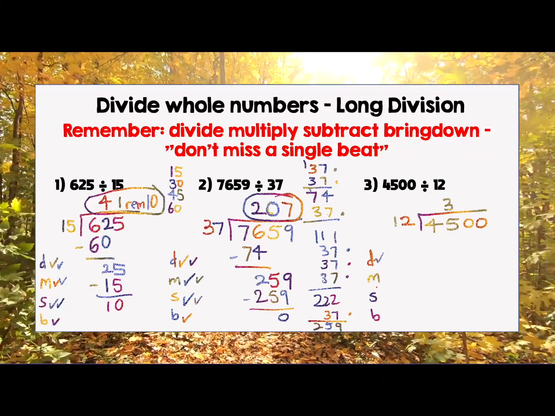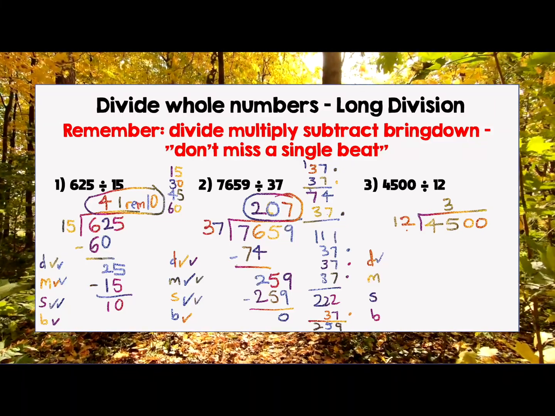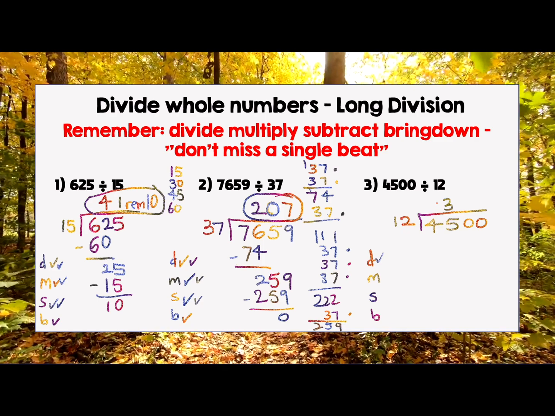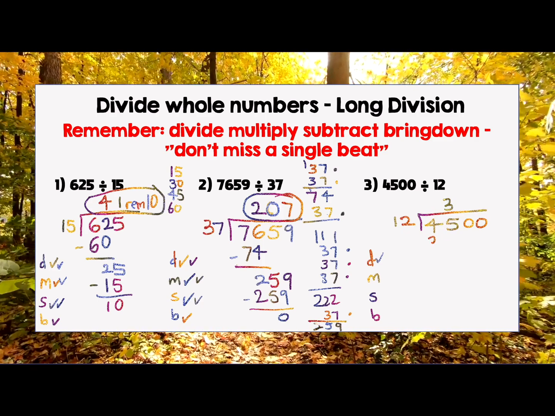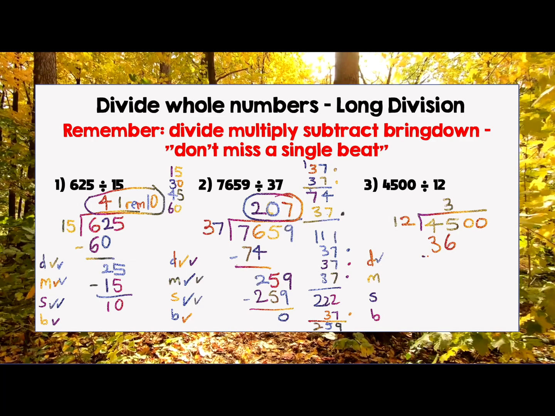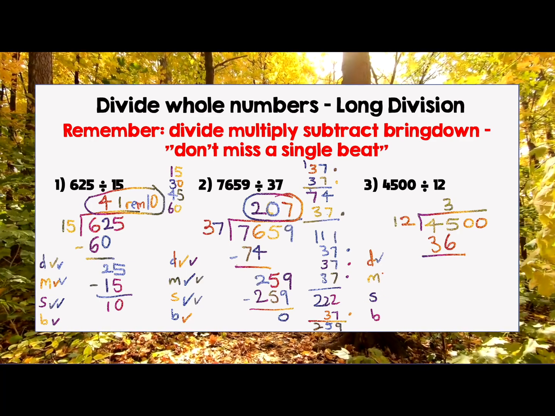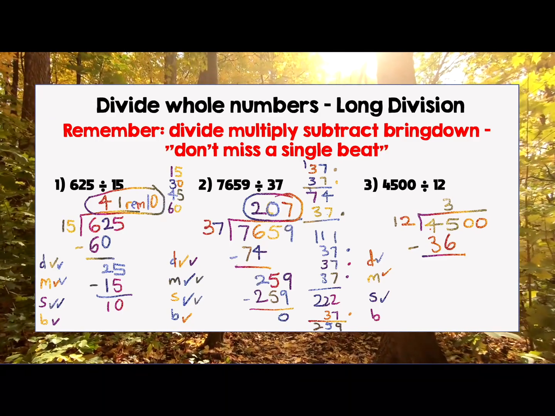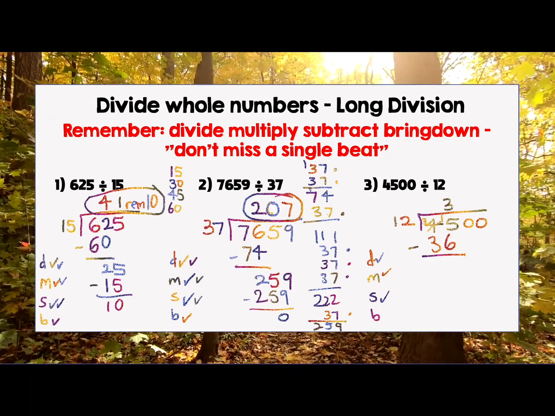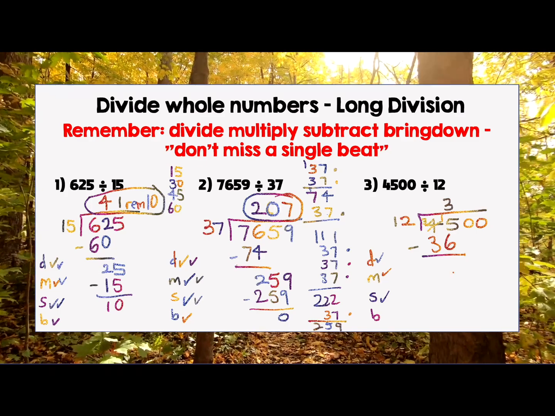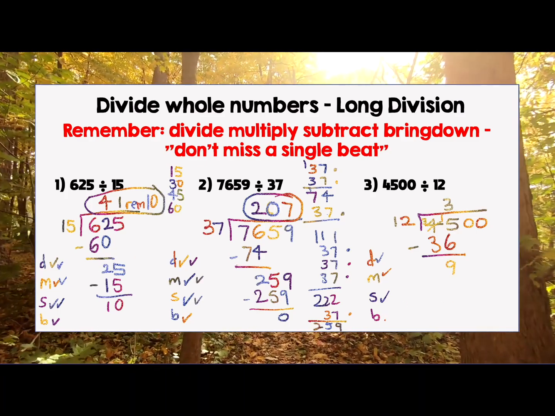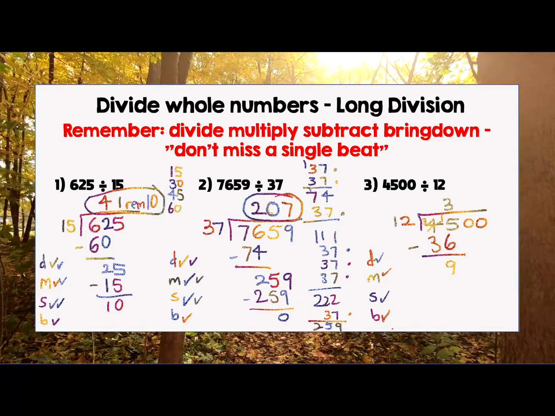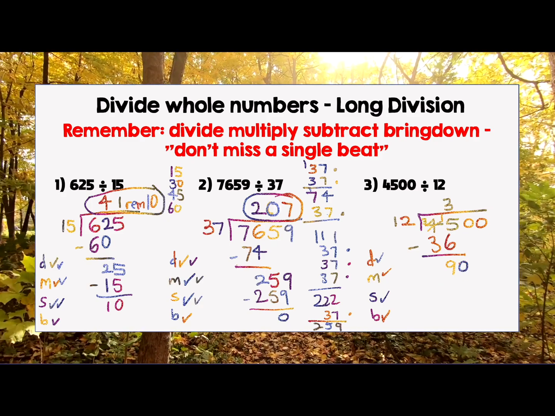Now we need to multiply 12 times 3, so that's to get the exact answer. 12 times 3 is 36. And so we've done that. Now we're going to subtract. So we take away this number. 5 take away 6 we can't do, so we borrow 1. 15 take away 6 will give us 9. And then we bring down the following number, which is 0.